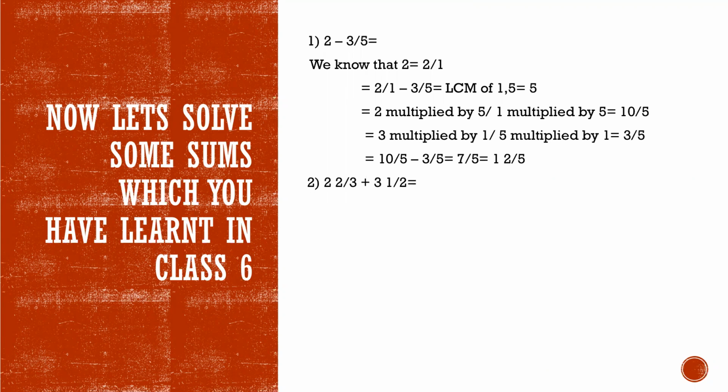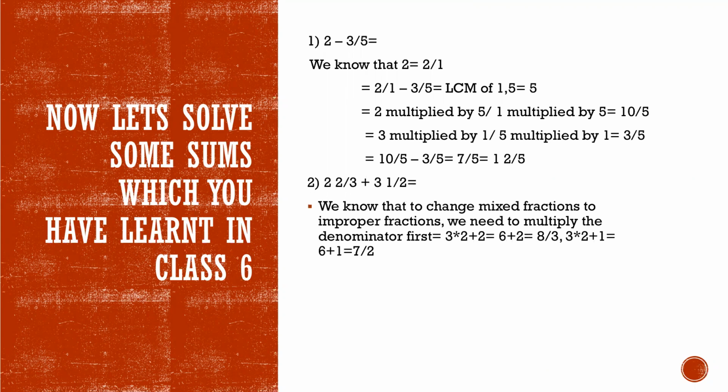So our second sum is 2 2 by 3 plus 3 1 by 2. We know that to change mixed fractions to improper fractions, we need to multiply the denominator with the whole part first. So 3 into 2 is 6, and then add the numerator: 3 into 2 plus 2 is equal to 6 plus 2 is equal to 8 by 3, and you have to keep the denominator at the end. And 2 into 3 plus 1 is equal to 6 plus 1 is equal to 7 by 2.